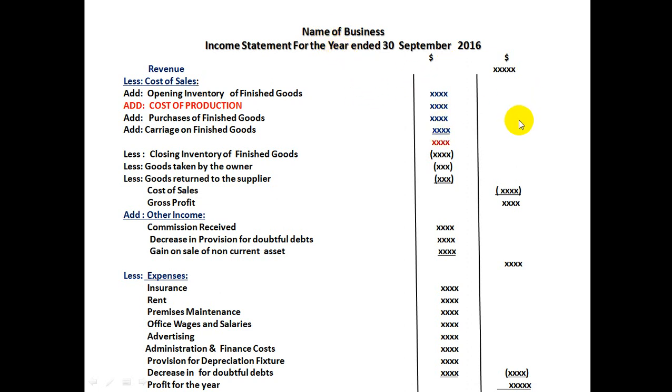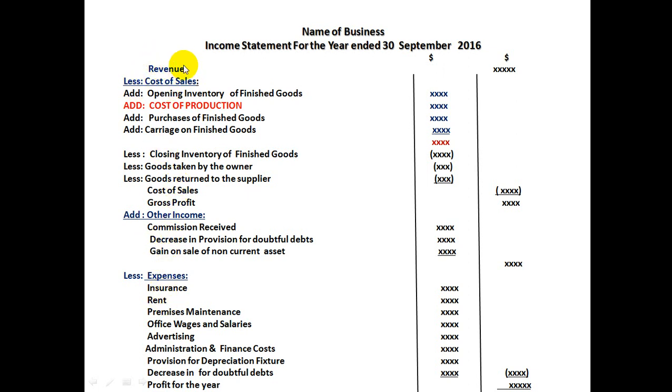We can use two columns. In the internal column, we'll do our calculations, and in the external column, we'll be writing the final amounts of revenue, that will mostly be the sales revenue, subtracting cost of sales, adding other incomes, and subtracting other expenses. Mainly we have four parts in the income statement.